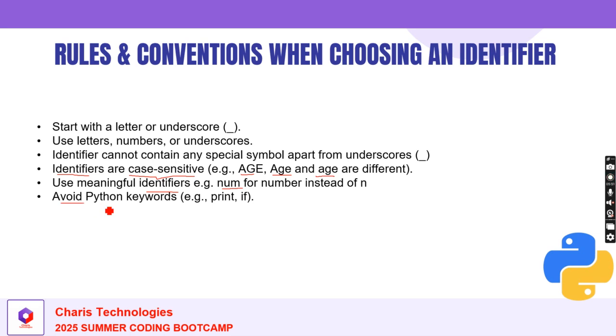Then you avoid Python keywords. So what are Python keywords? Python keywords are reserved words in Python that you cannot use as identifiers. Like print, for instance, is a Python keyword. We have many of them, and I'll show you how to check all the Python keywords available so you can avoid them. There's a way you can check it.